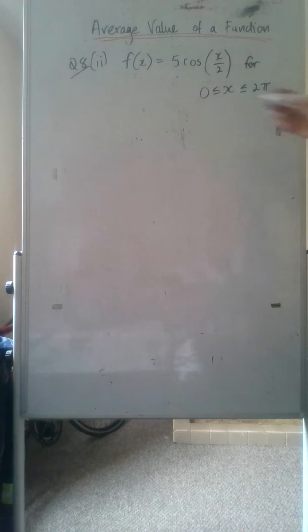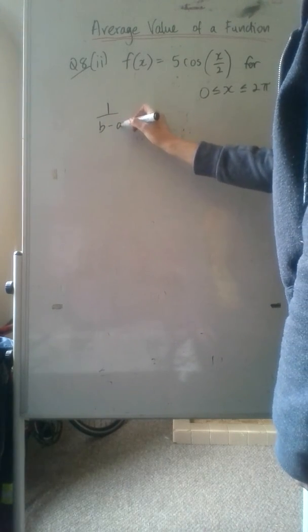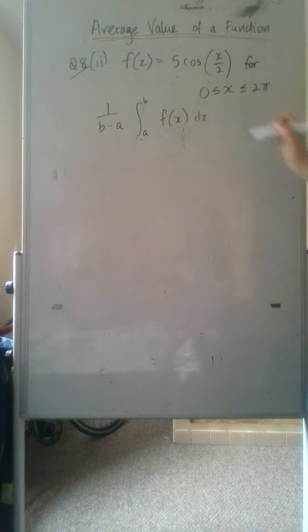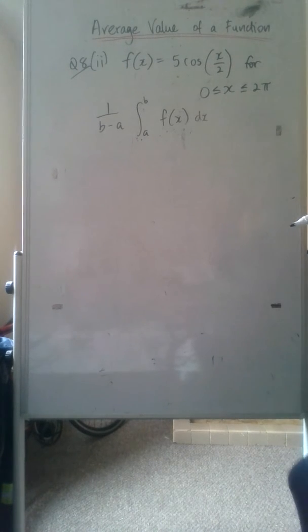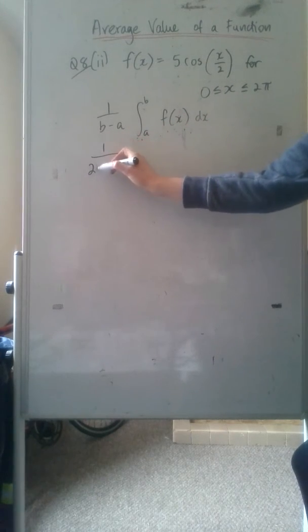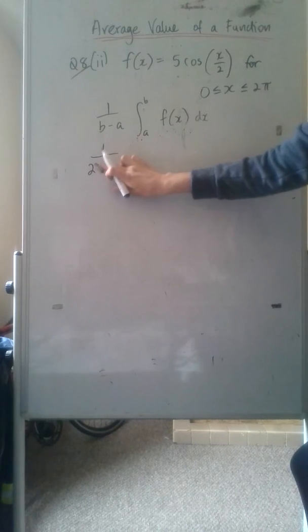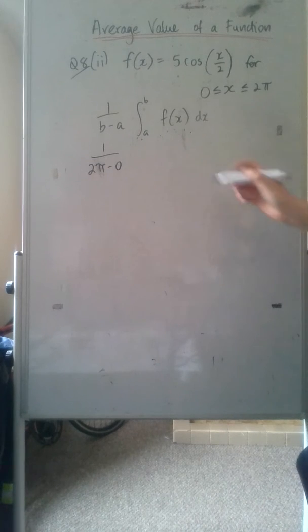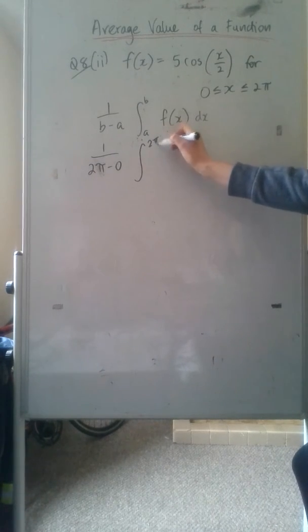So I'm going to write down the formula: 1 over b minus a, integral from a to b, f(x) dx. Okay, so let's just plow ahead and do this then. Now, have your formula books open, page 26, so you can see how I integrate this. And really watch this, because I know some of you are struggling with the integration of trig functions. So this will be 1 over 2 pi minus 0, and it's between 2 pi and 0.